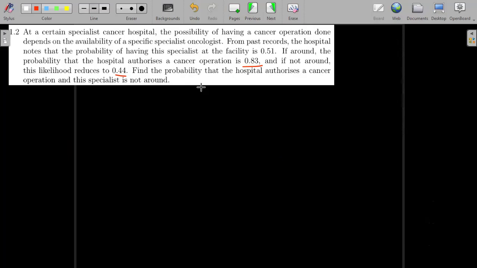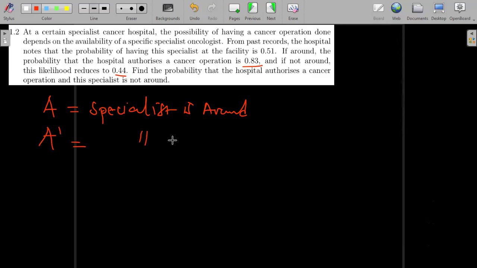Then it continues to say, find the probability that the hospital authorizes a cancer operation and this specialist is not around. So here we have a series of events that we need to give some symbols so that our solving becomes simple. Let A be the event that the specialist is around. And then let A complement be that the specialist is not around.